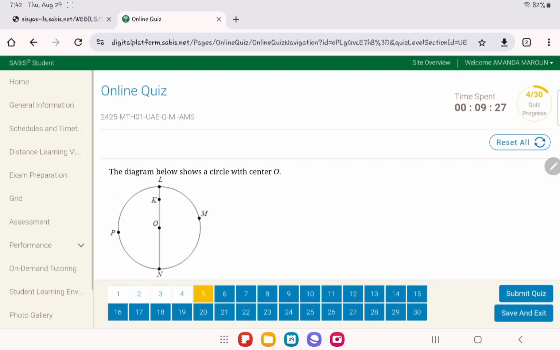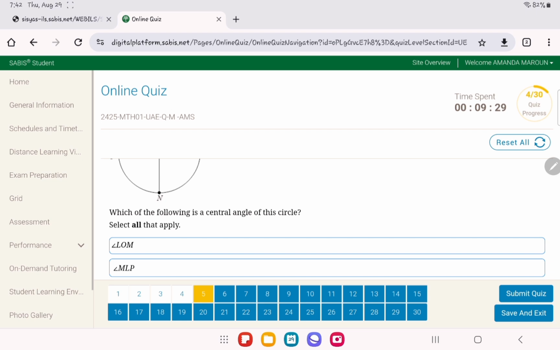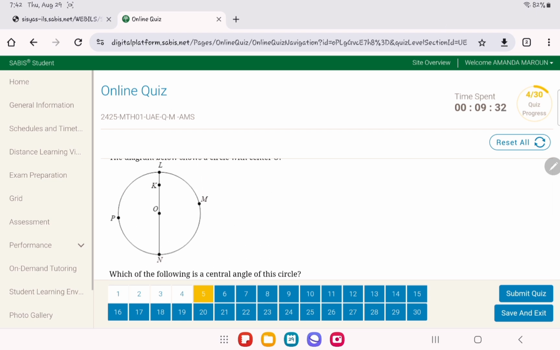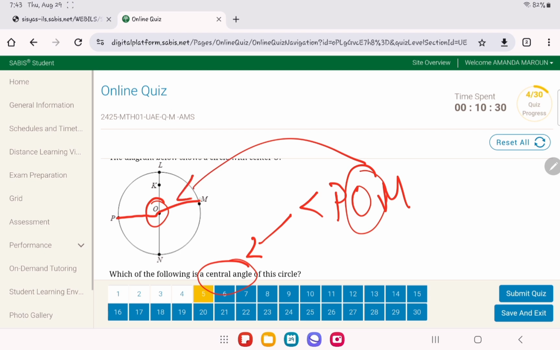The diagram below shows a circle with the center O. Which of the following is a central angle of this circle? A trick for central angles, it has to have the center as the middle letter. So this means we're going to have an angle, for example, POM. Okay? We're going to name it angle POM. Since O is the center, it's a central angle.